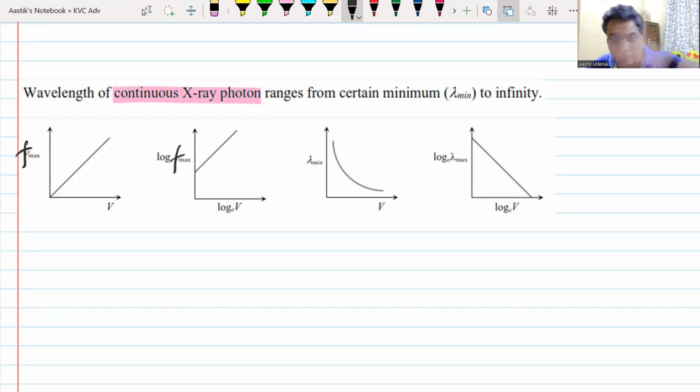but it will not start from 0, because log of 0 is not defined. Do we understand this? So it will start from somewhere else. Lambda min and V, the graph will be like this. Log of lambda min and V, the graph will be like this. Everyone understands this? Yes. I'll give you 2 minutes to note this down.